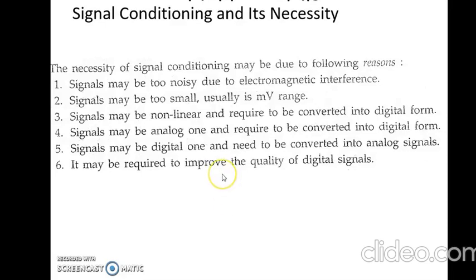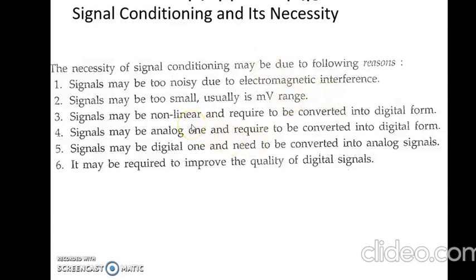Then what is the necessity of signal conditioning? The necessity of signal conditioning may be due to the reasons mentioned here. Sometimes the output electrical signal of a transducer may be too noisy due to electromagnetic interference. So it requires to be filtered or attenuated. The signal conditioning stage does this function.